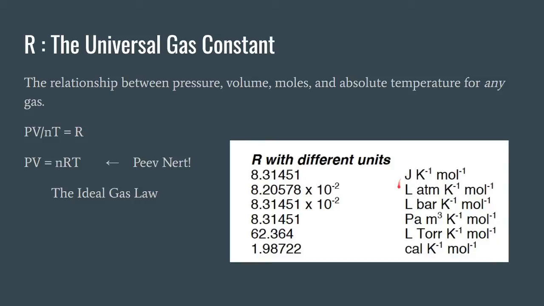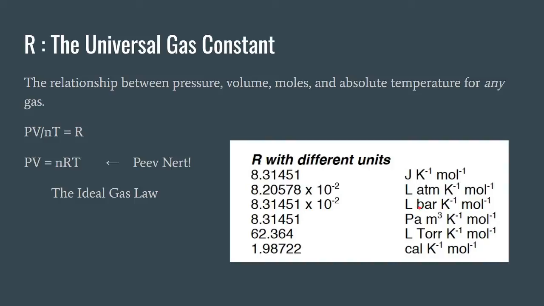But more commonly, we're talking about it in terms of liter atmospheres per mole Kelvin. So that would be 0.08206. Notice the times 10 to the negative 2. Liter bars per mole Kelvin, 0.0831451. That's one of the reasons why they've changed it to bar.